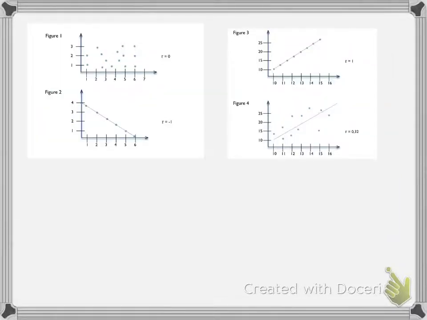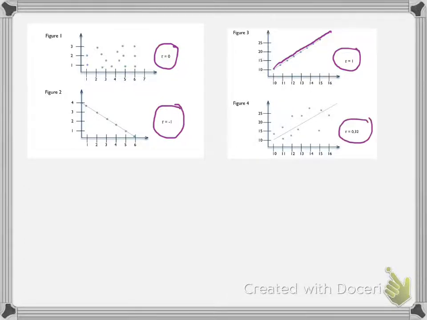You can see in the picture, in the first one, R is 0, and your dots are just scattered randomly all over the page. In the second one, R is -1, and all your points are lying on a straight line. So we say that is a perfect negative correlation. In figure 3, R is equal to 1, showing that there is a perfect positive correlation. And in figure 4, we've got R equal to 0,32.